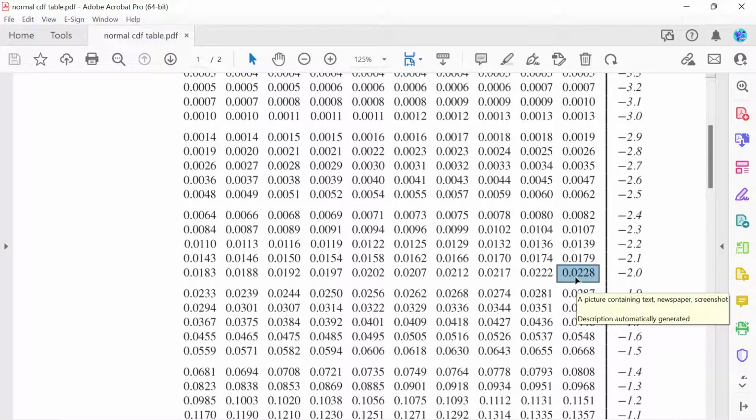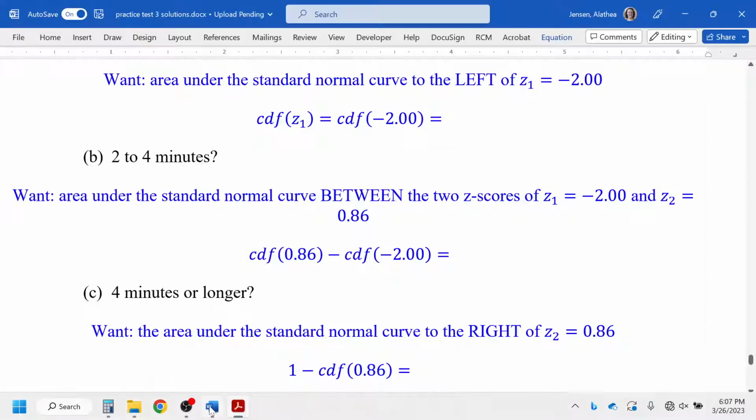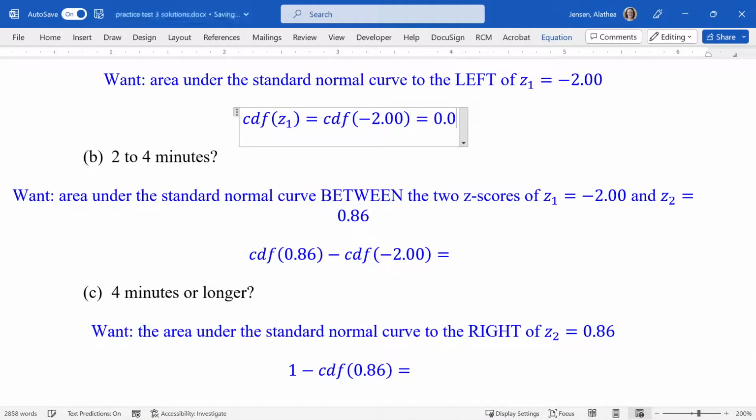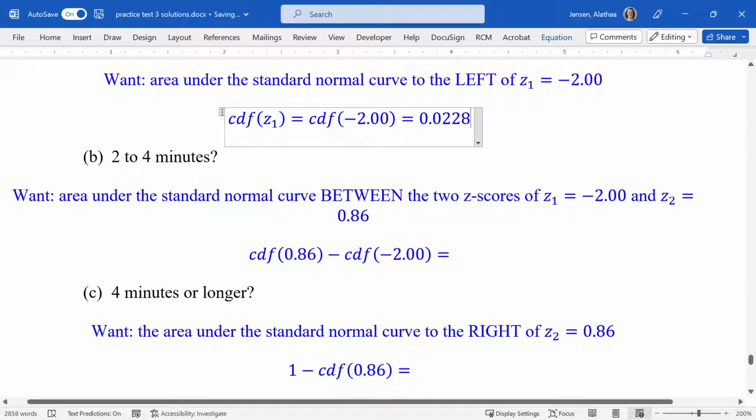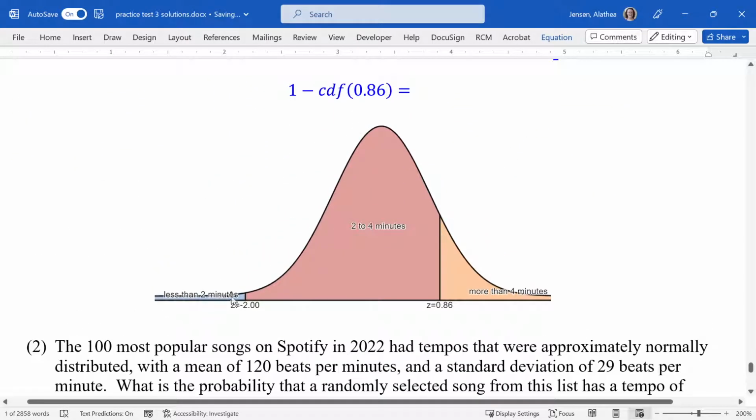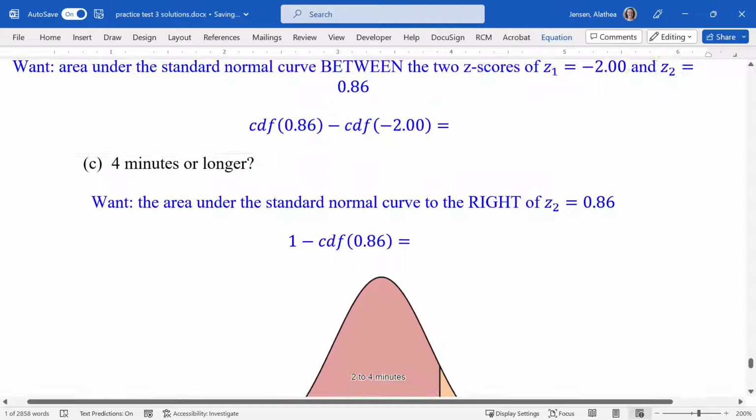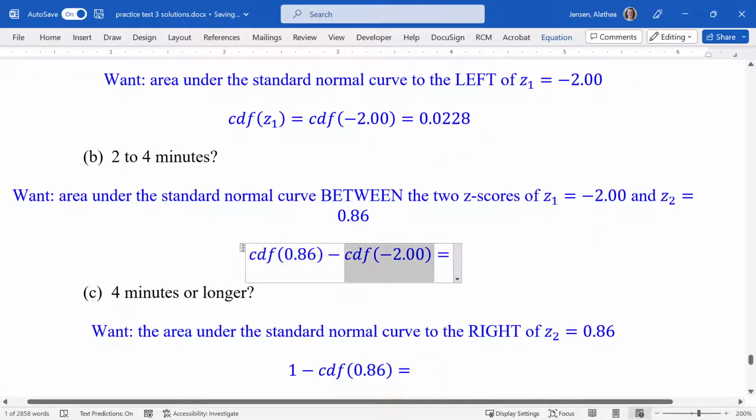So I'm looking at this number right here, 0.0228. So that means that the area to the left of this z-score of -2.00 under the standard normal curve is 0.0228. So that blue area right there is 0.0228. So about 2% of the area is under there. And it does look like a pretty small percentage of the total area, so 2% kind of makes sense to me. Now for the red, we already know this part.